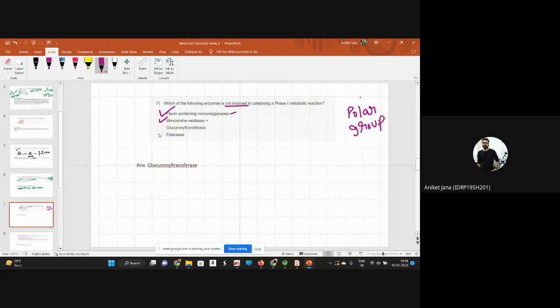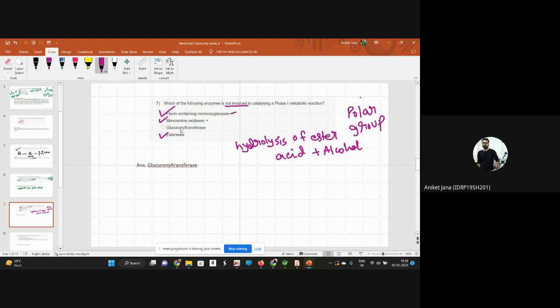Now esterases, from the name itself, it is catalyzing the hydrolysis of the ester. And we have already discussed in the previous question that in hydrolysis of ester we are getting two components, acid plus alcohol. Both of them are very polar groups. So the esterase is also involved in the phase 1 metabolic reaction.